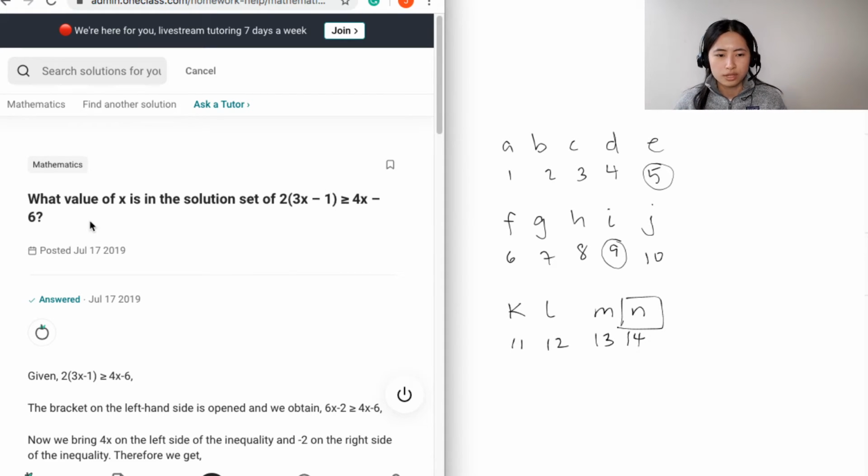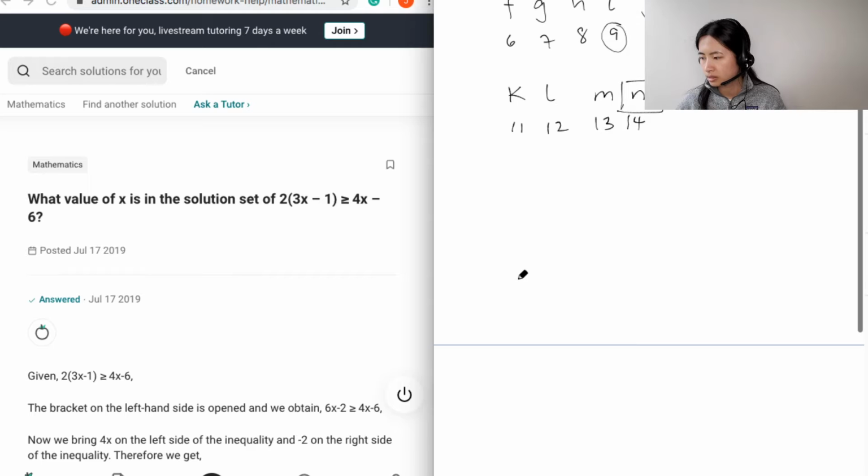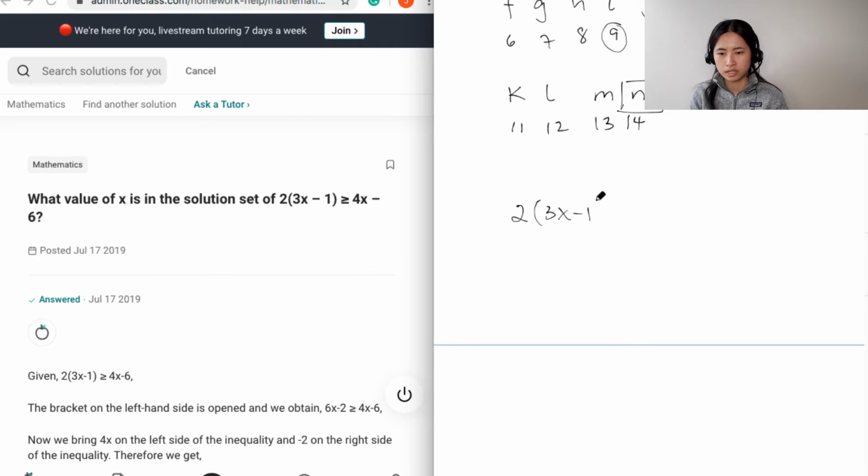Okay, great. So we have this question. What value of x is in the solution set of 2 times 3x minus 1 greater than or equal to 4x minus 6? Okay, so all you have to do here is make sure you solve for x, right? So this is the question. We have 2 times 3x minus 1. Then this is greater than or equal to 4x minus 6.